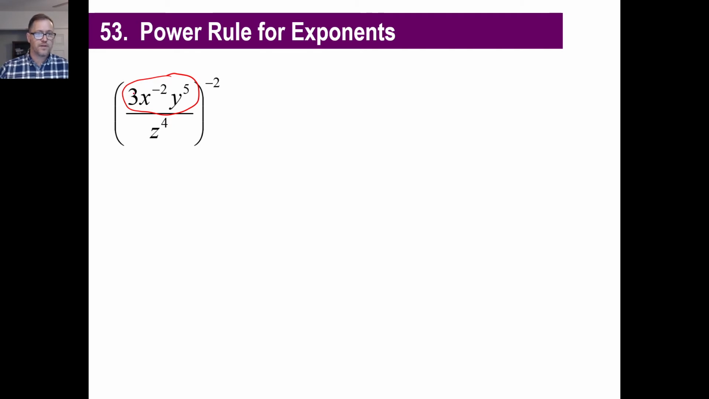Okay, we'll take the 3 first and go, okay, well, that's going to be 3 to the negative 2. We'll just leave it that way for a second. Now let's do the x. We got x to the negative 2 brought to the negative 2. Negative 2 times negative 2 is 4. We got a y. 5 brought to the negative 2 is negative 10. Now we're done with this part.